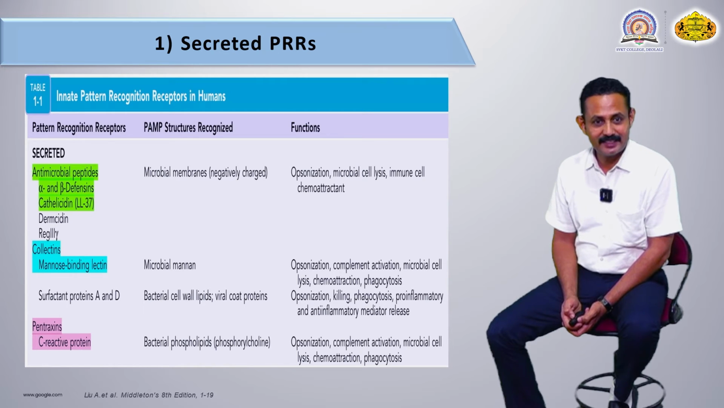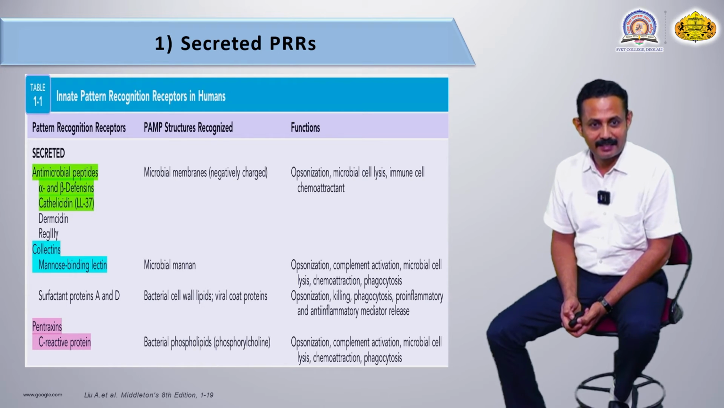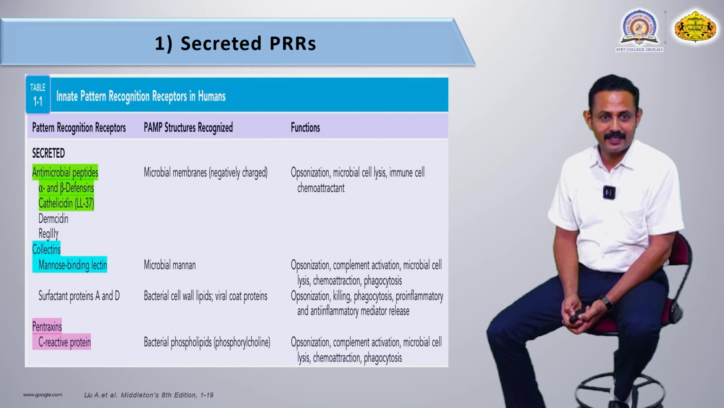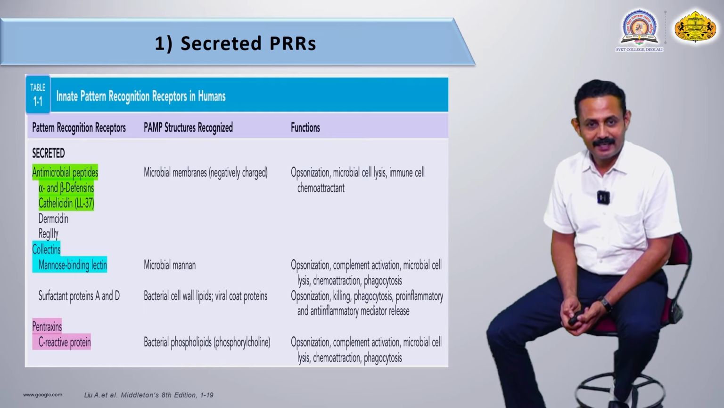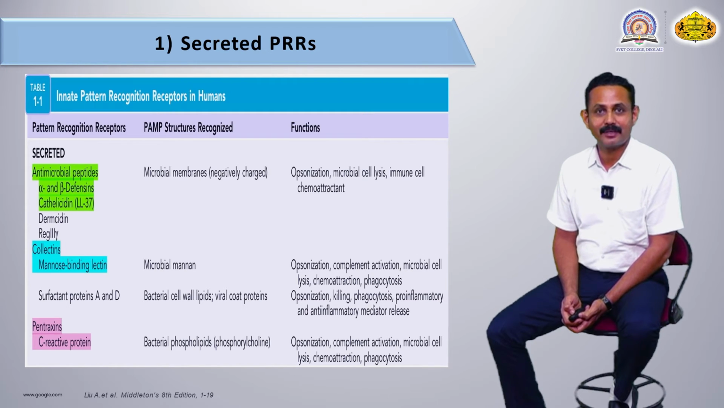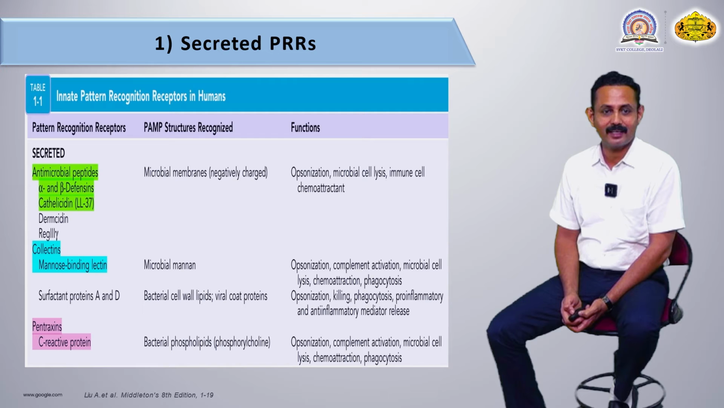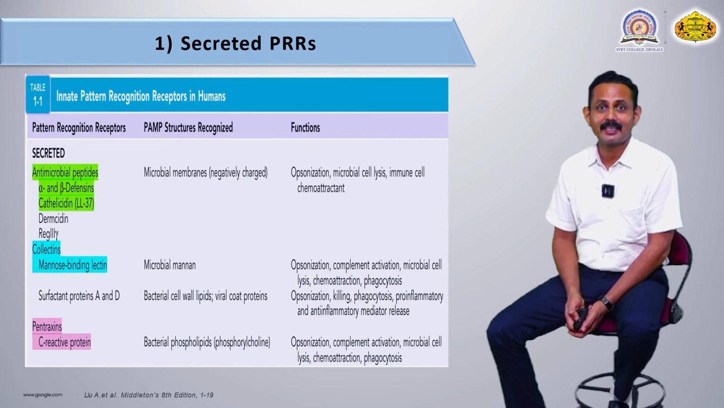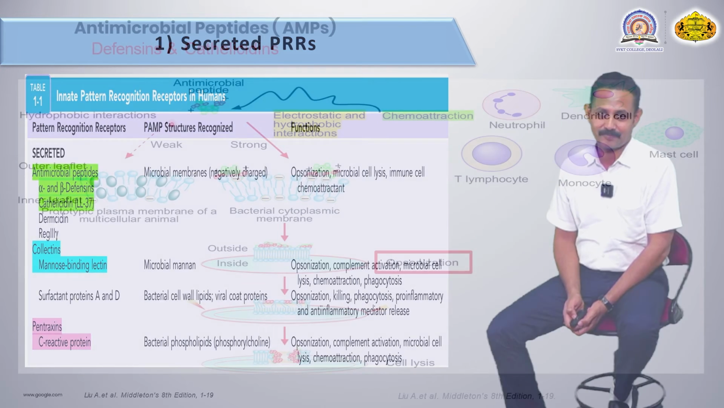Then the dermcidin, then Reg3 gamma is there, collectins, then the mannose binding lectins are there, then the surfactant proteins A and D are there, pentraxins are there, and C-reactive proteins are there. So these are recognized on the surface of the different microbial cell membranes, and in the third column it has the different functions.